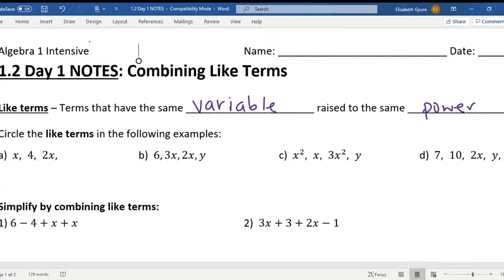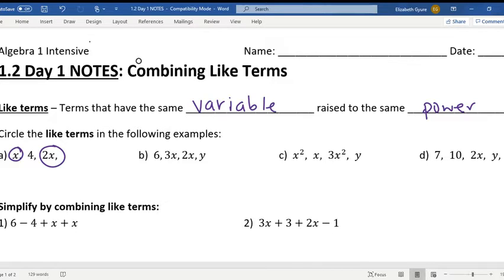We have x, 4, and 2x. X and 2x, right? Why not the 4? There's no x on it, right? So my like terms, and that's all we're doing with these, just circle them, okay? It's just x and 2x.